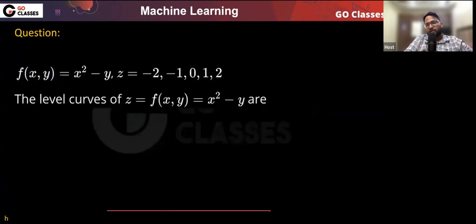Now, let's solve this question regarding the contour. They are saying contour or level curves; I will keep on using them interchangeably. Sometimes I can call it contour, which is actually quite popular, or I can call it level curves also. Suppose this is the function which is given to me. Now they are saying the level curves of z, which is x square minus y, are what? So they want us to draw the contours.